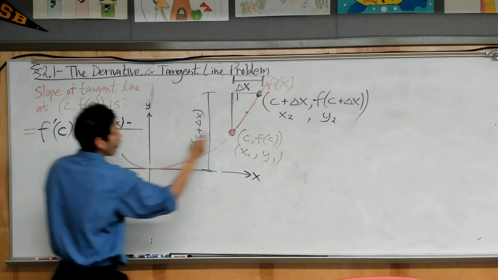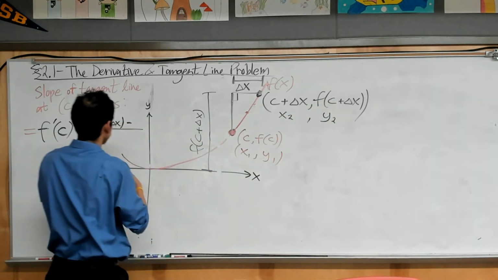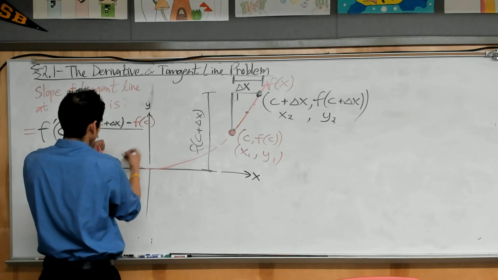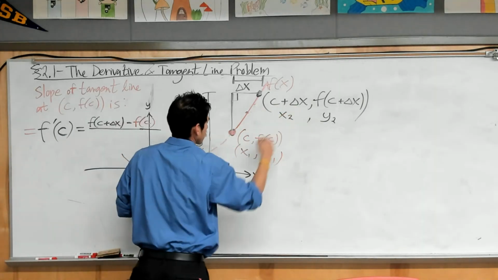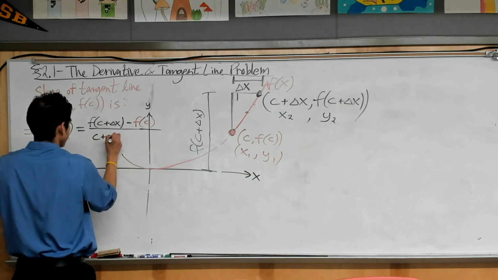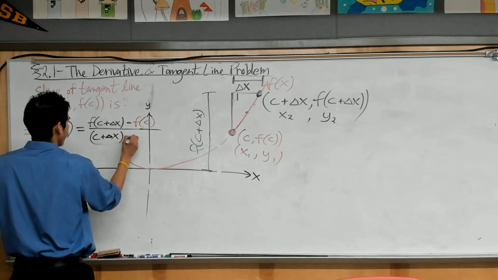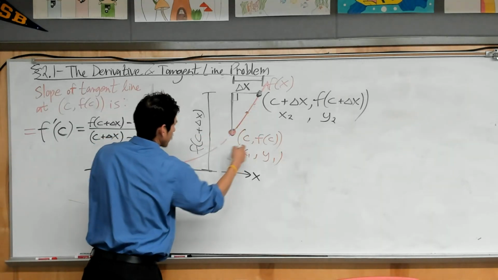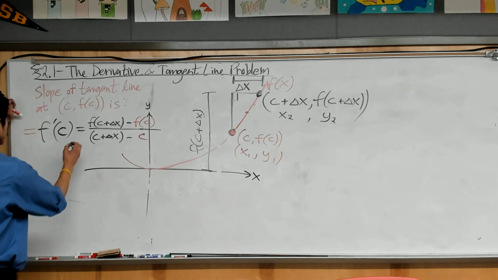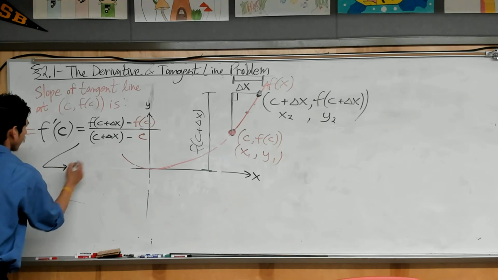Minus f of c in red, over x2 minus x1, or c plus delta x minus x1, which is c. And this ends up being, erasing this, the top stays the same.